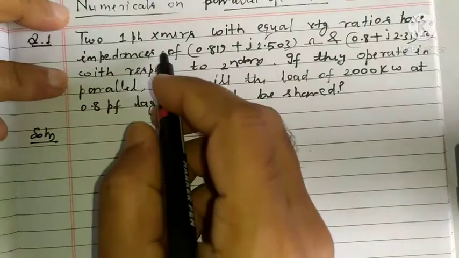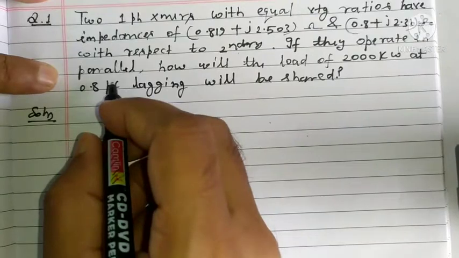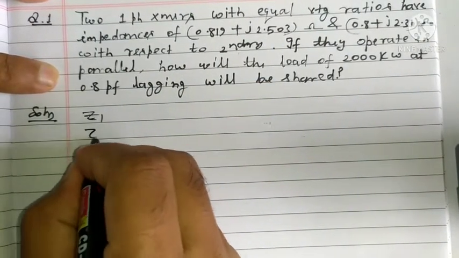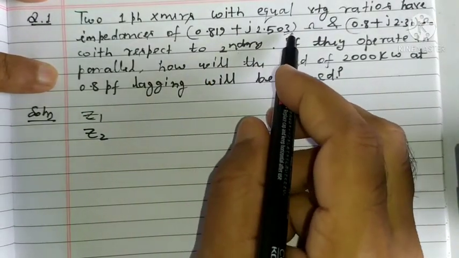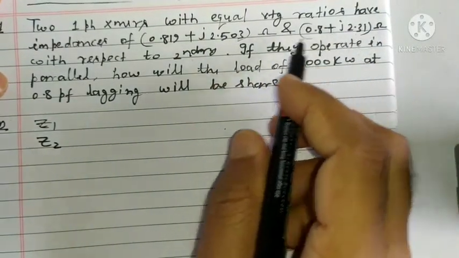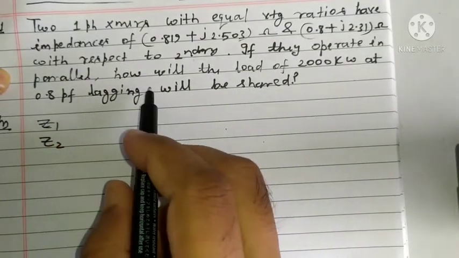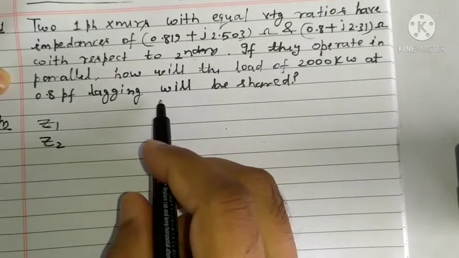so see: two single phase transformers with equal voltage ratio have impedances Z1 and Z2, which are given, right? 0.819 plus j2.503 ohm and 0.8 plus j2.31 ohm with respect to the secondary. If they operate in parallel, how will a load of 2000 kilowatt at 0.8 power factor lagging be shared?